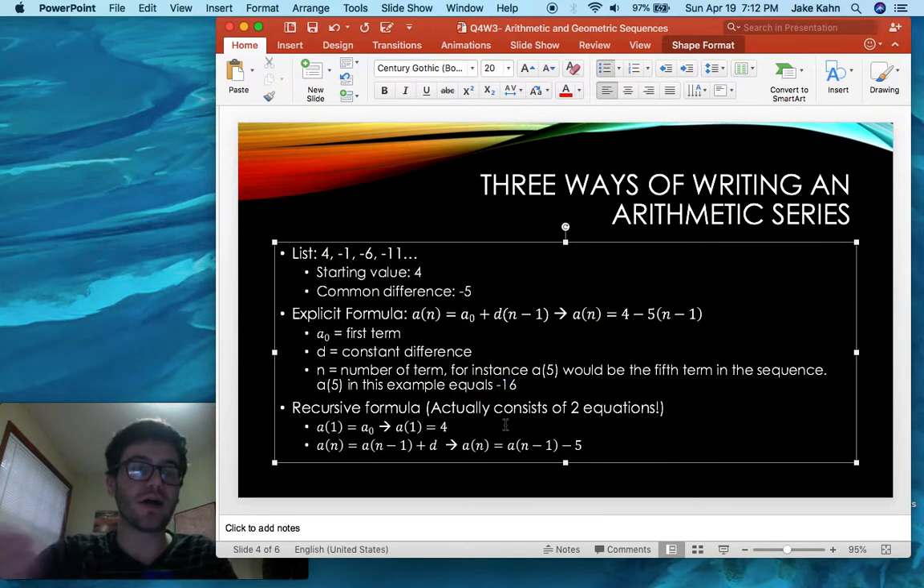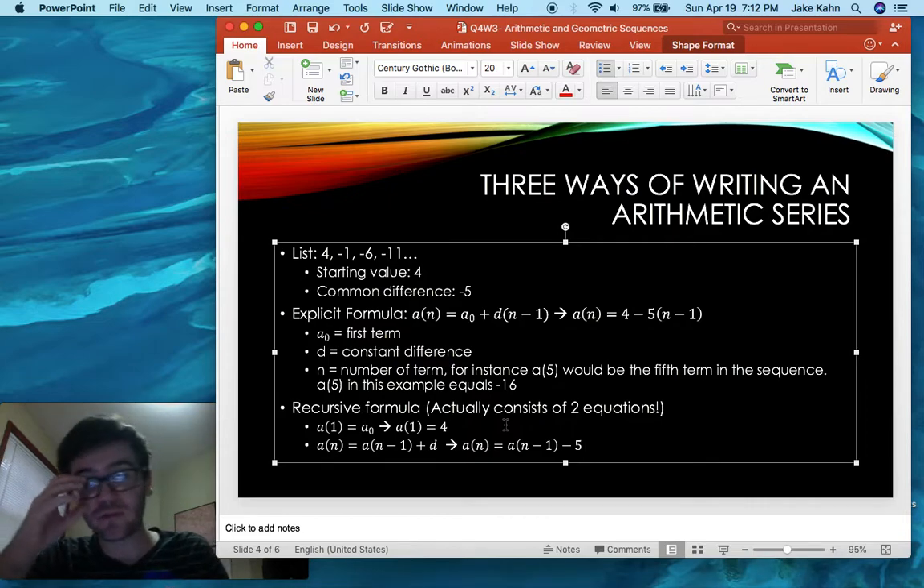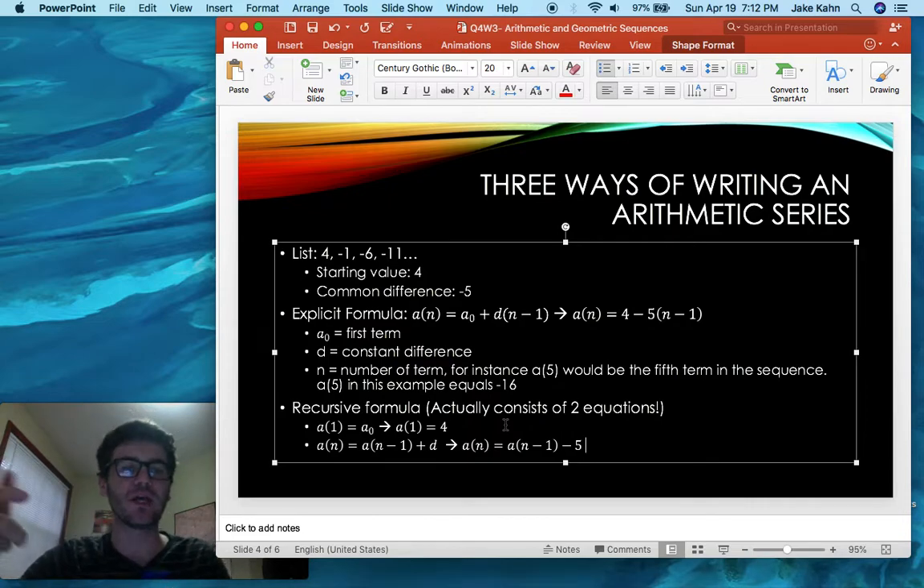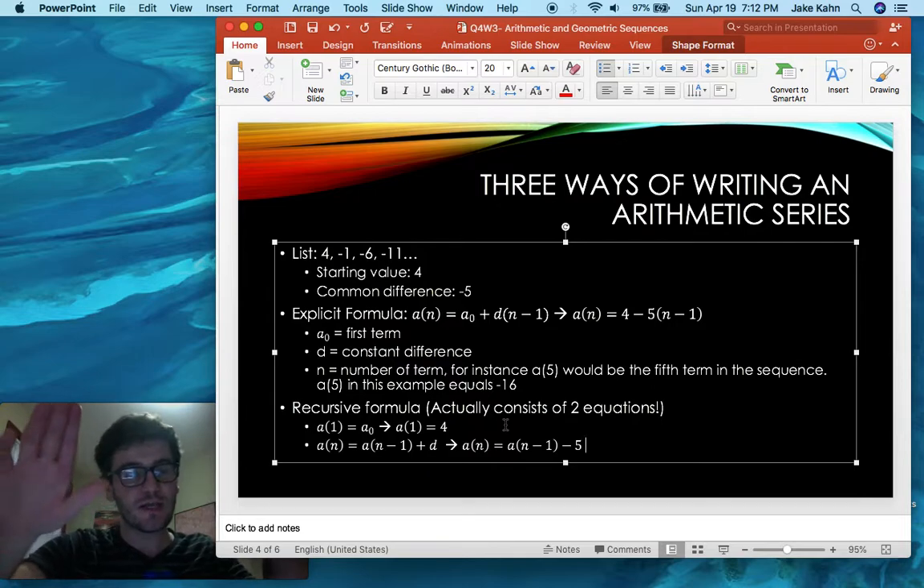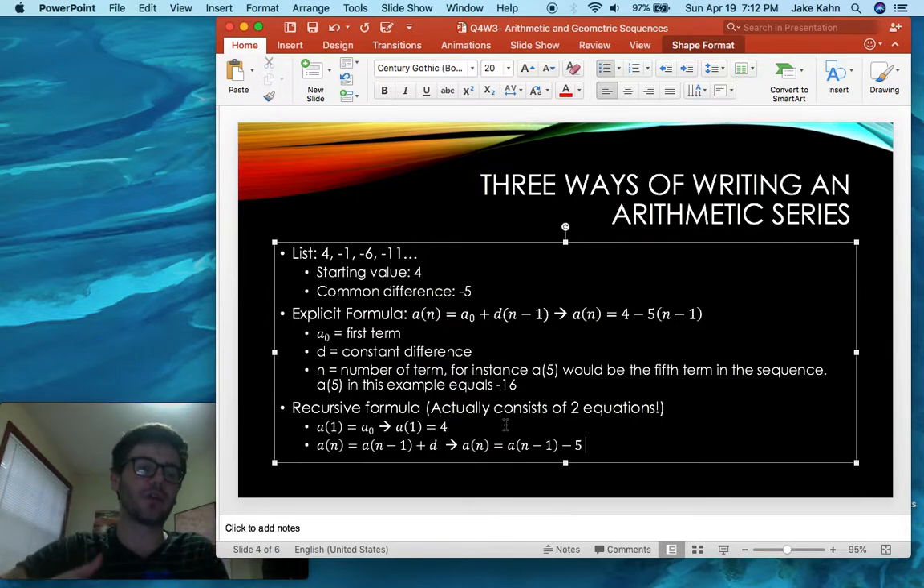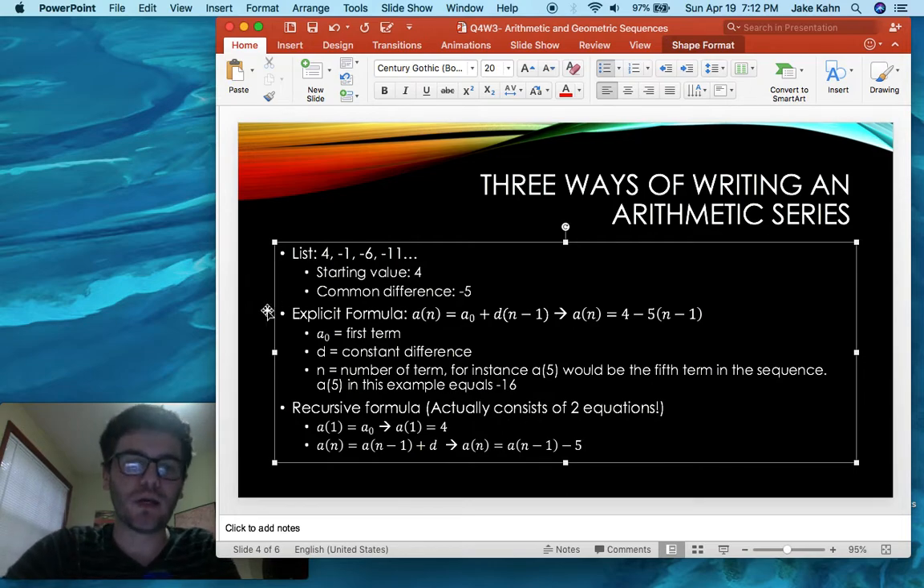The recursive formula is the other way of writing this. The recursive formula actually consists of 2 equations. You have a starting condition and then you have another equation that expresses how you get to the next number. So for a recursive formula, you always start off with your starting condition, and you write it this way: a of 1 is equal to a sub naught, meaning that the first term is equal to whatever your first term is. In our case, we would write a of 1 is equal to 4, because our first term is 4.